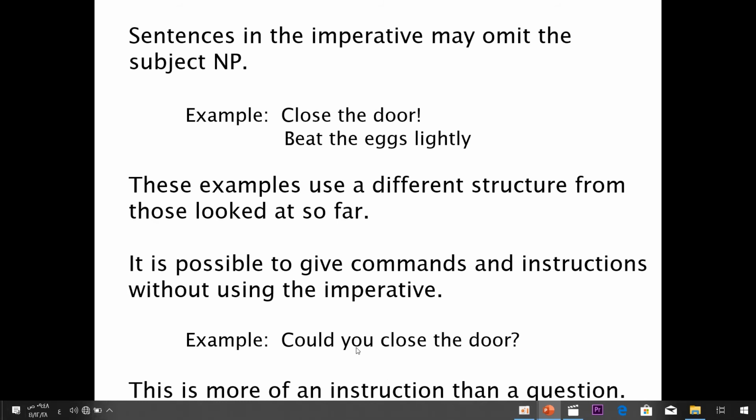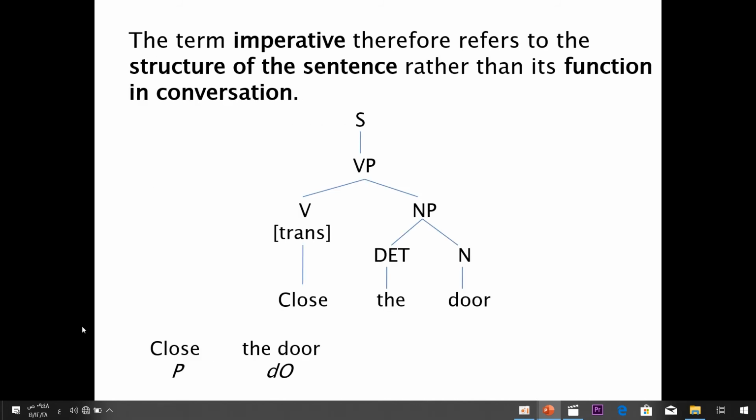The term imperative therefore refers to the structure of the sentence rather than its function in conversation. So we focus on the structure, not the function, because I could say, could you open the door? It has the same function. I need you to open the door. I want you to open the door. That is a request. I could say, you open the door, let the door be open, the door should be open, it is better for the door to be open, it's hot in here. So we have different expressions expressing the same function, which means requesting someone to open the door. That can be direct or indirect.